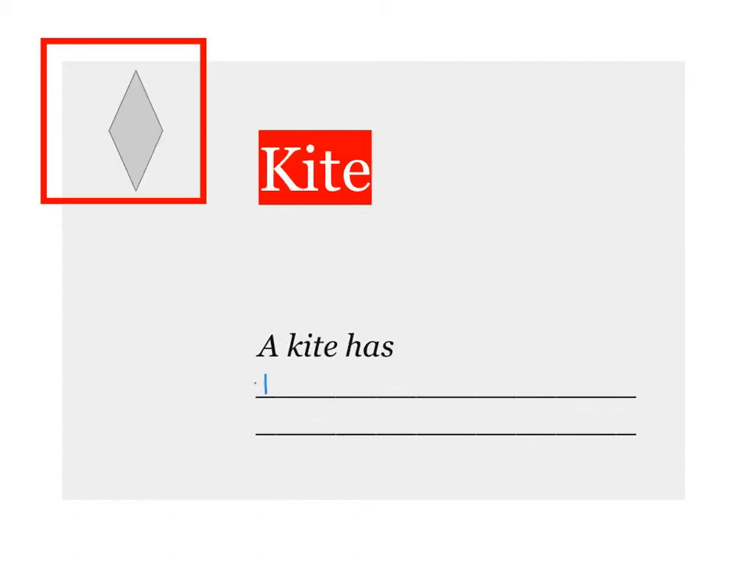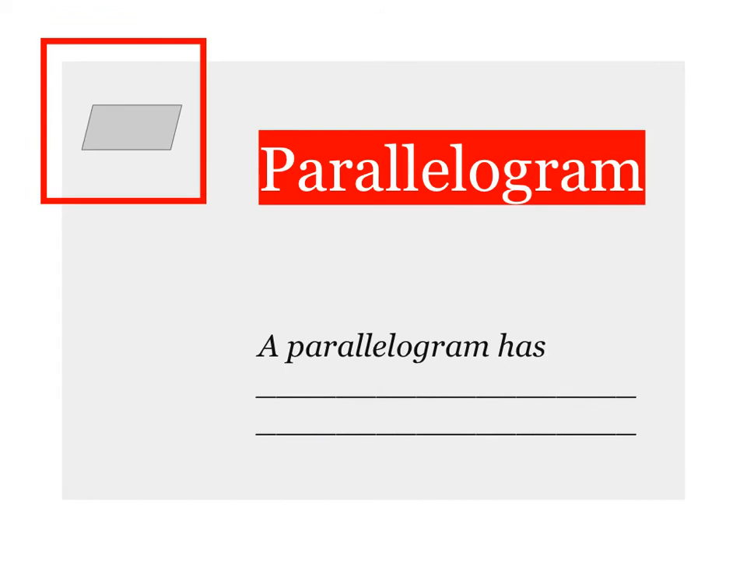A kite has two pairs of consecutive congruent sides. And what that means is the ones right one after another are congruent. Your parallelogram then has two pairs of opposite congruent sides, or parallel sides rather.